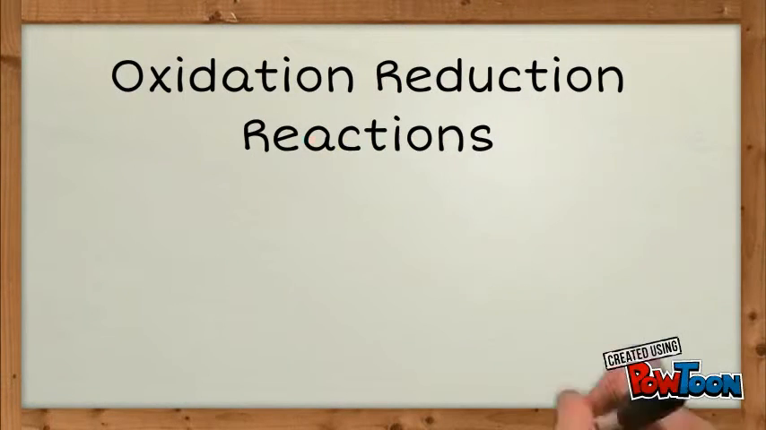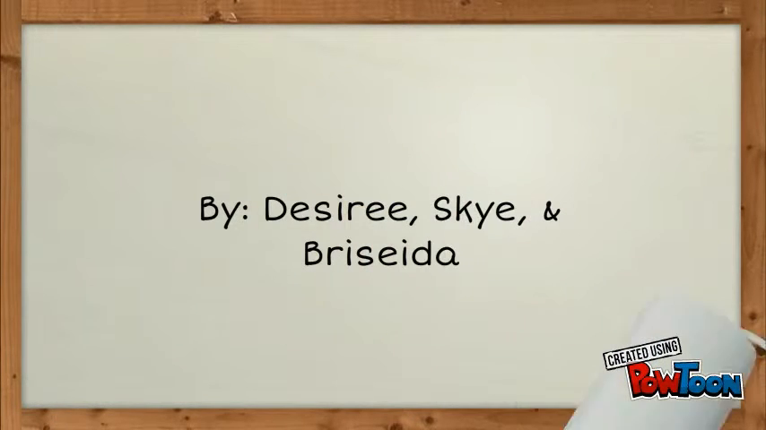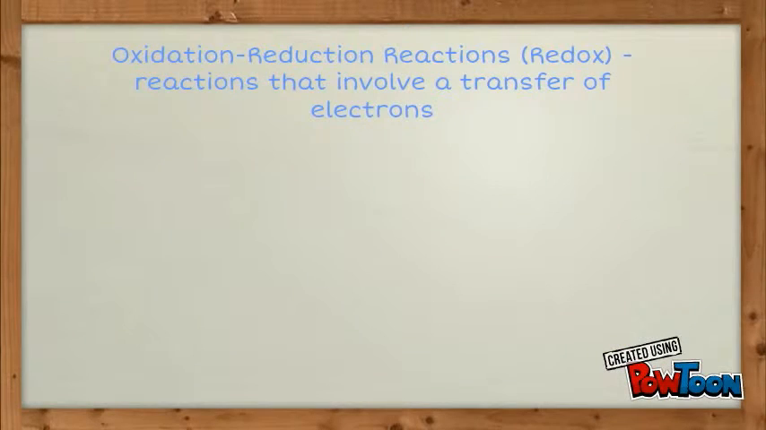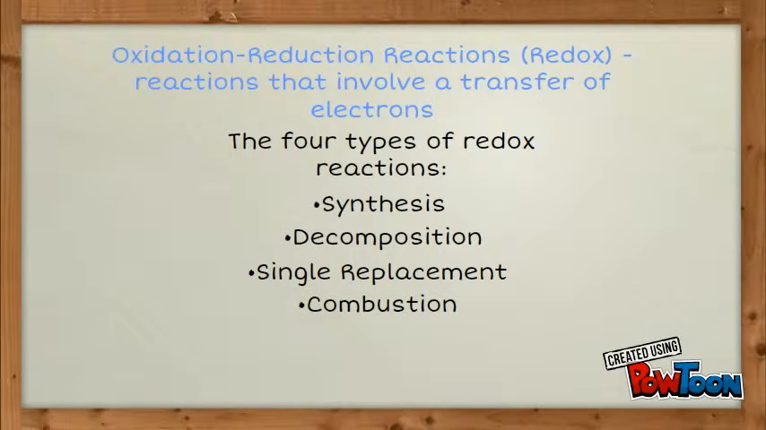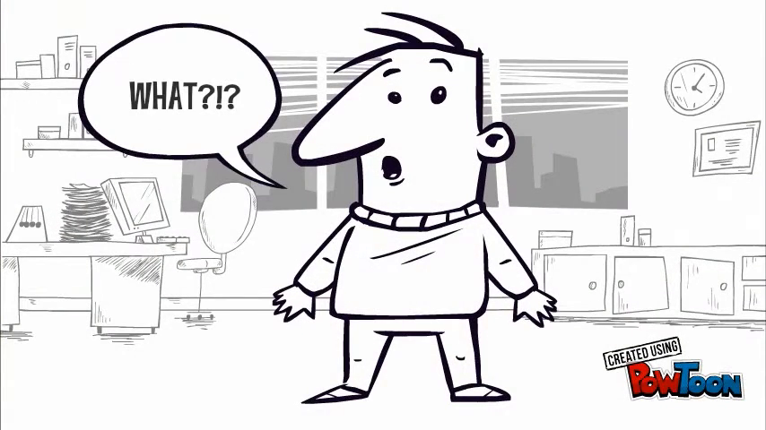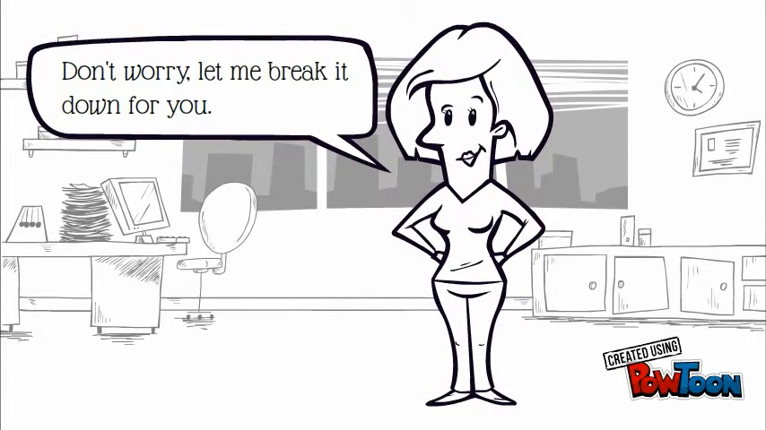Oxidation-reduction reactions. Oxidation-reduction reactions, also known as redox reactions, are reactions that involve a transfer of electrons. The four types of redox reactions are synthesis, decomposition, single replacement, and combustion. What? Don't worry, let me break it down for you.